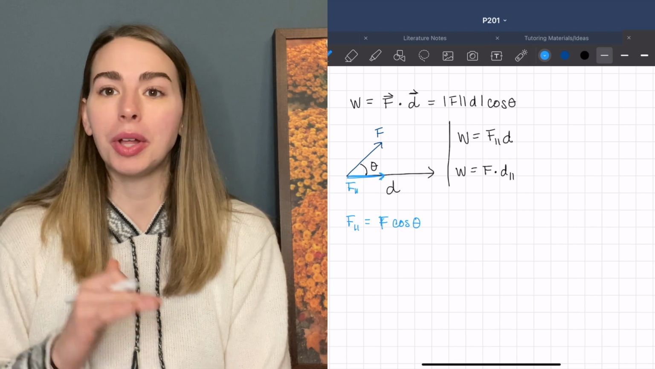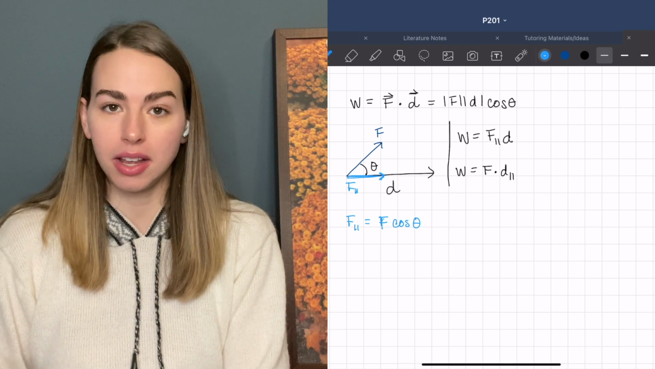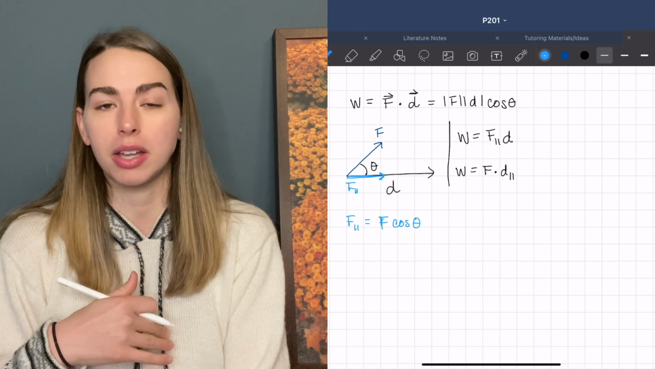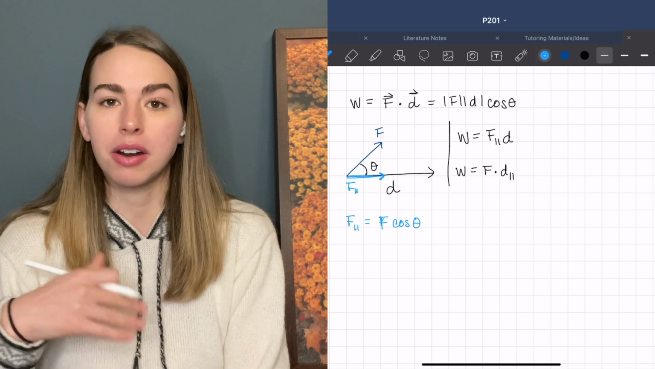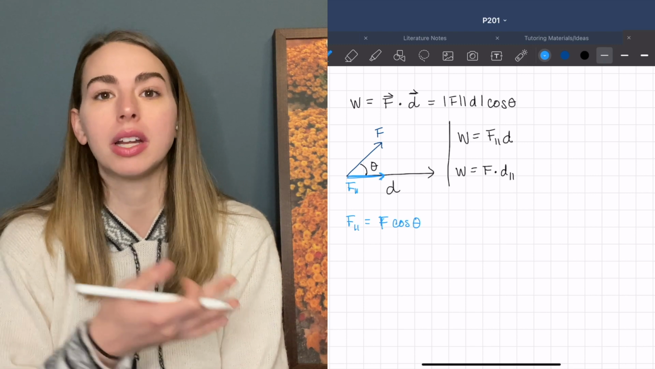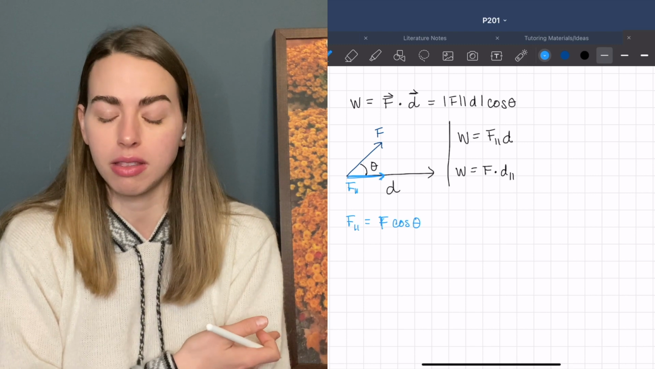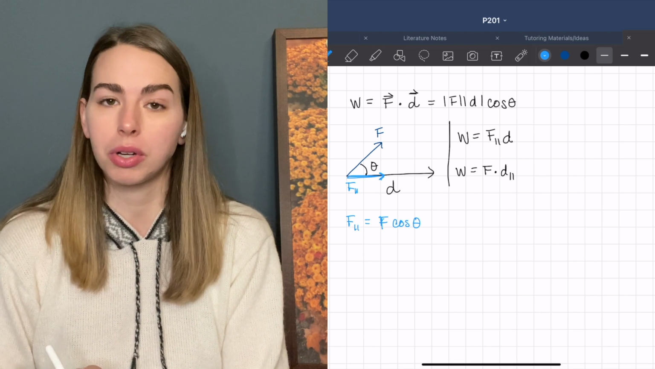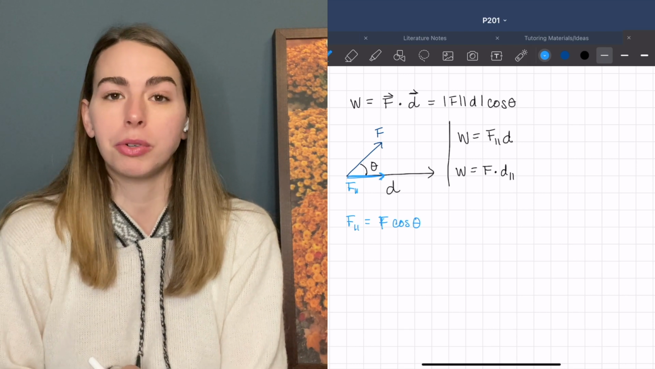So it will mathematically, at the end of the day, give you the same answer, but I at least have found that I'm less prone to making errors if I go ahead and draw the picture and then just take the parallel component instead of doing the cosine theta equation. But like I said, totally up to you which one you want to use. Whichever one is more comfortable for you, go with that one.